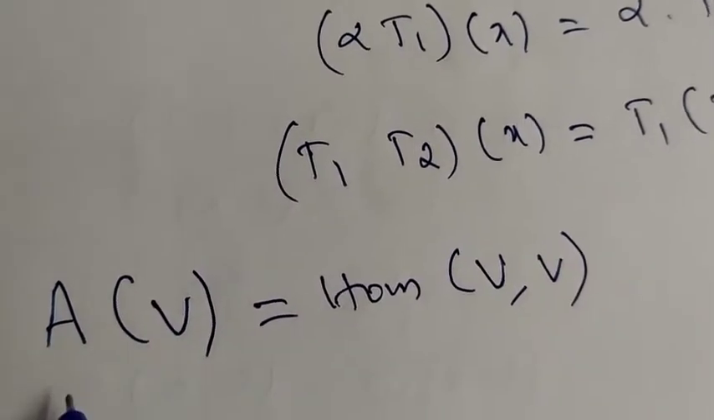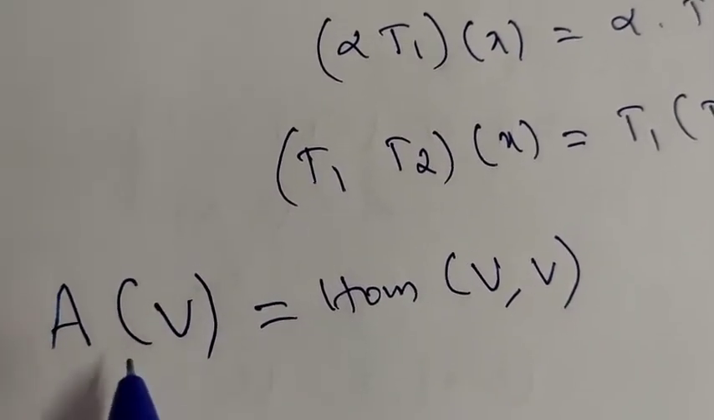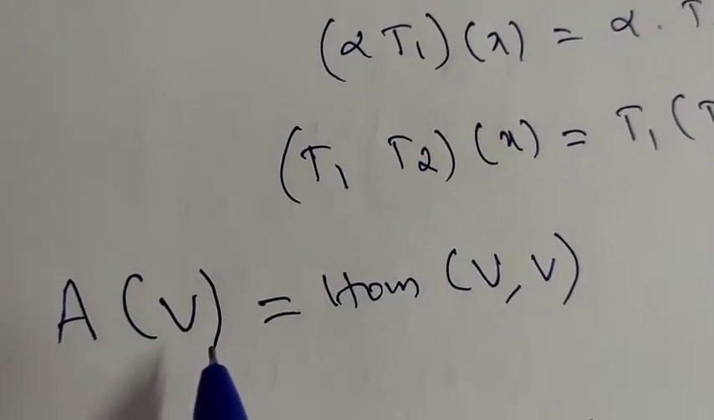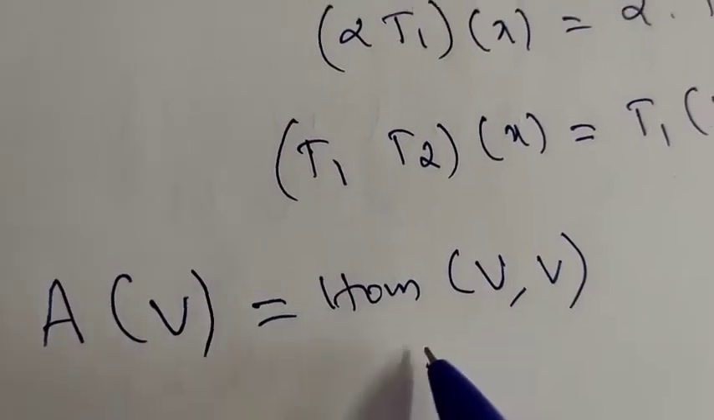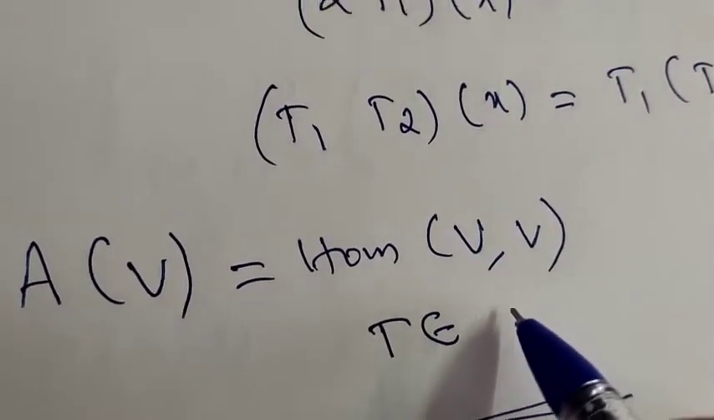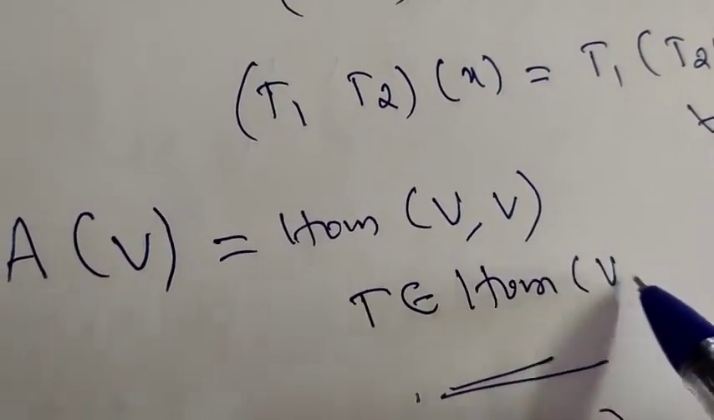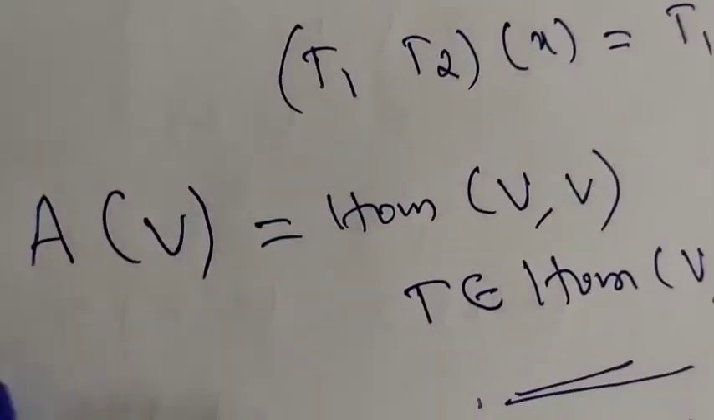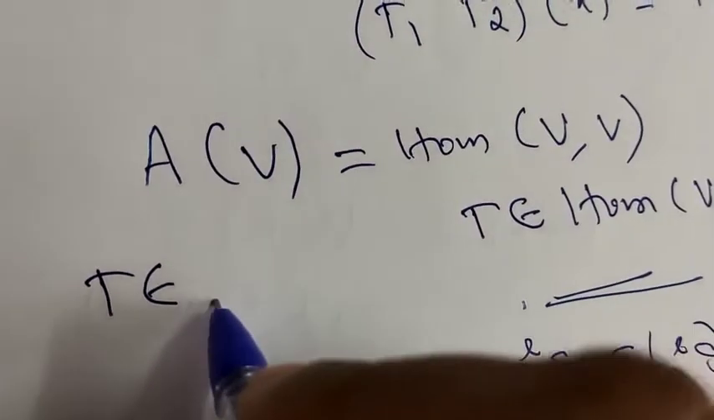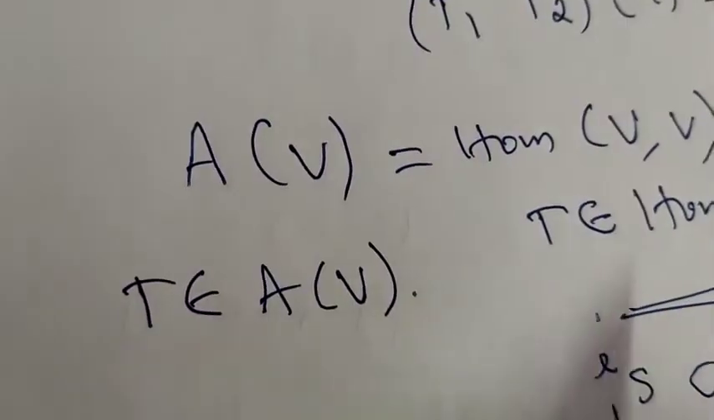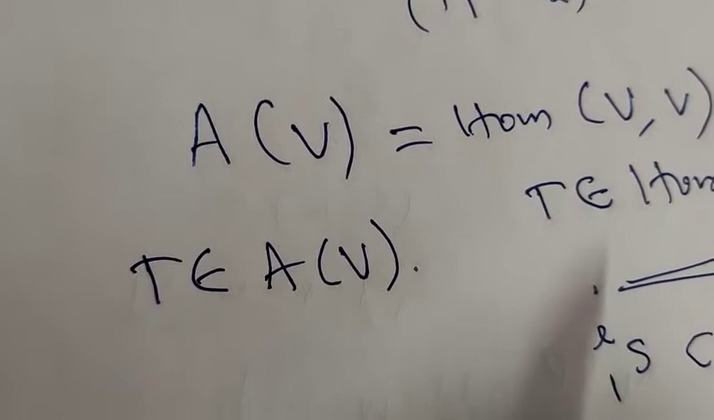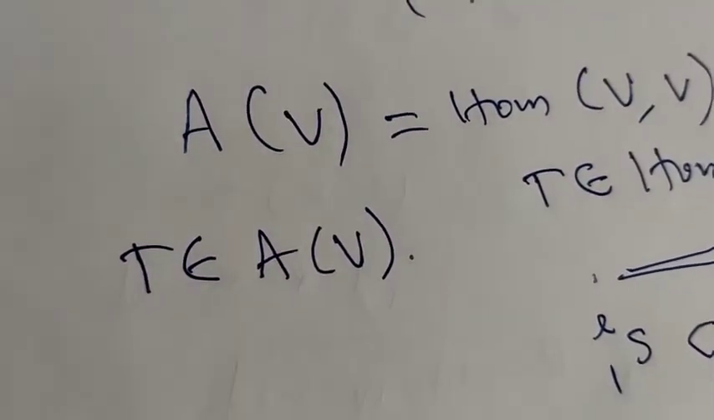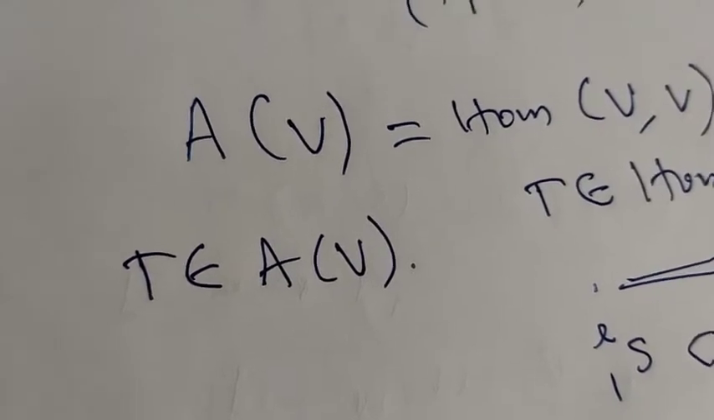Why we have taken A is because this set forms an algebra, therefore it is denoted by A of V. A represents algebra. Therefore any linear transformation belonging to Hom of V, V, in future we will just take T belongs to A of V. It is understood that T is a homomorphism from V to V itself if T belongs to A of V.